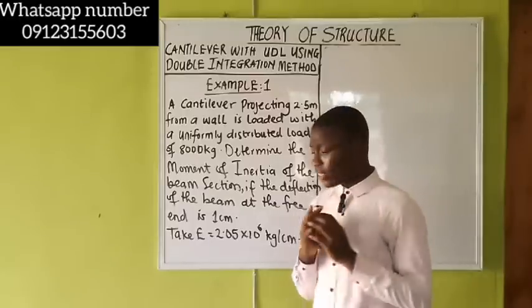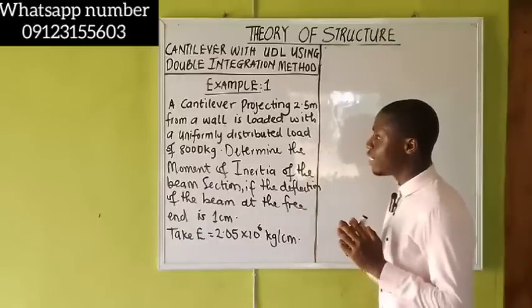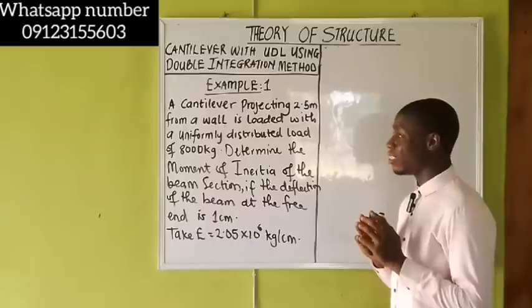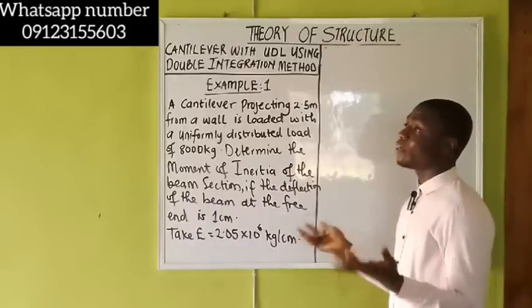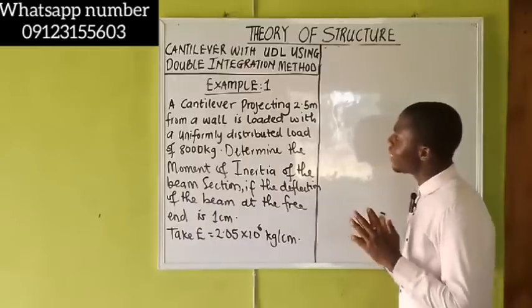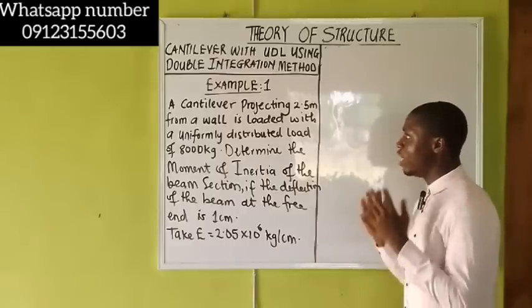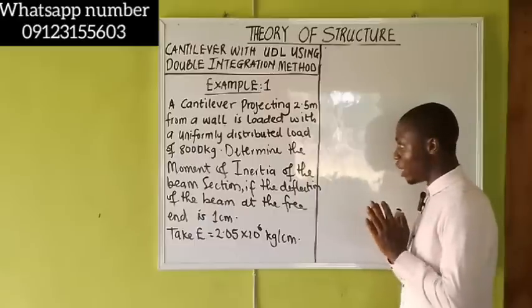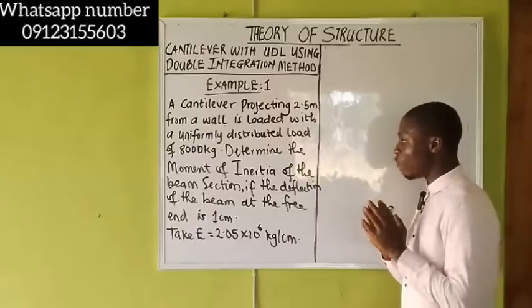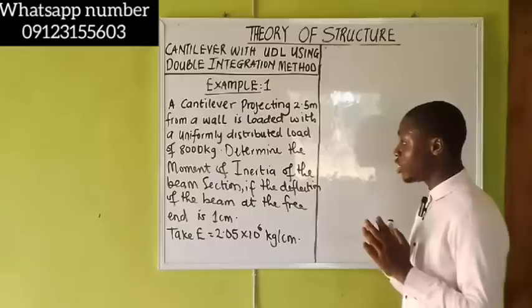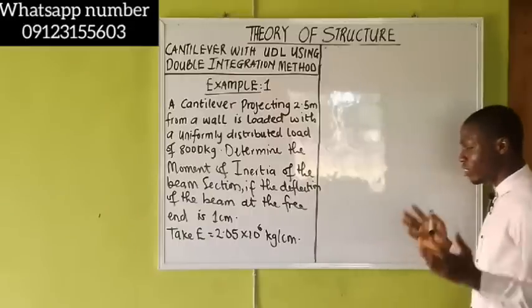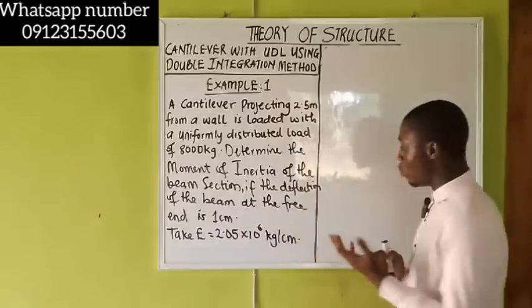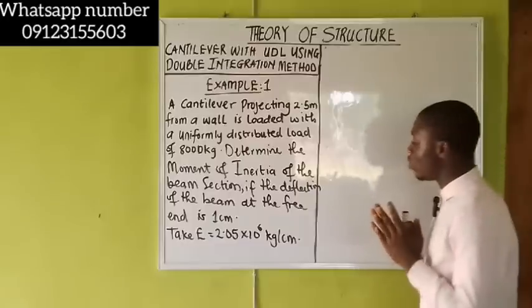An example under that. A cantilever projecting 2.5 meter from a wall. My first task, listen, is to read out this question and interpret this question in form of diagram. Now, a cantilever projecting 2.5 meter from a wall is loaded with a uniformly distributed load of 8,000 kg. Determine the moment of inertia of the beam section if the deflection of the beam at the free end is 1 centimeter. Take E, Young's modulus, to be 2.05 × 10⁶ kg per centimeter.